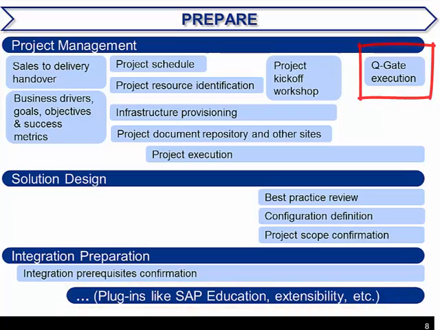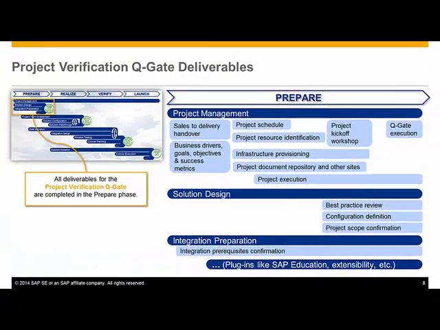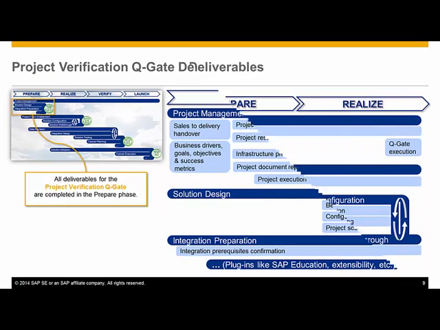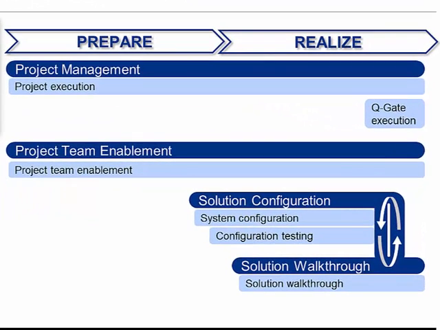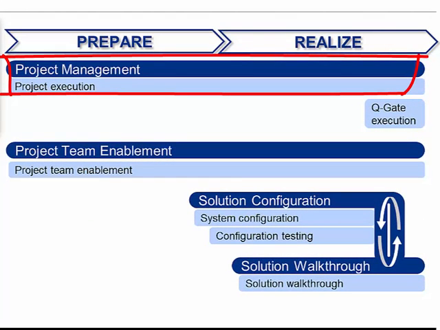The project verification QGate confirms that all stakeholders agree to the implementation scope before proceeding with the project. Activities feeding into the solution acceptance QGate are executed during the prepare and realize phases. The deliverables focus on the realization of the agreed upon scope within the SAP solution. The project execution deliverable continues as the project manager continues with project status meetings, status reports, and risk management.